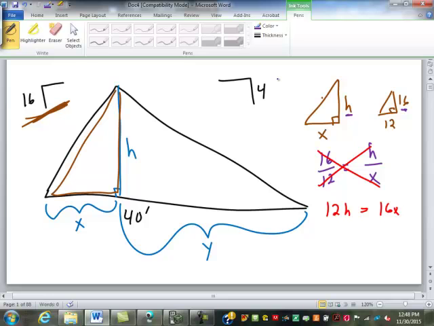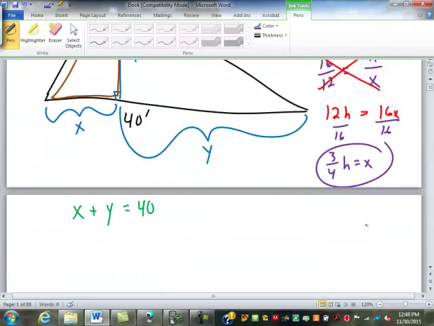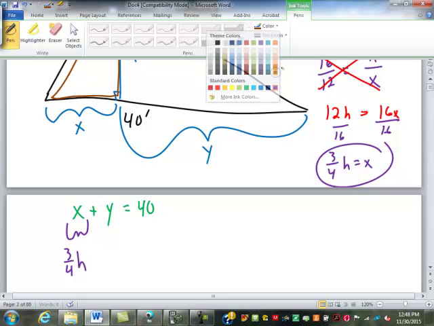How does that help us? Oh, it helps us more than you think. If I divide by 16, it tells me 12 over 16 is 3/4, right? That 3/4 of h equals x, or x is equal to 3/4 of h. So what I'm going to do is replace x here with 3/4 h. Now I'm going to do the same thing for y.